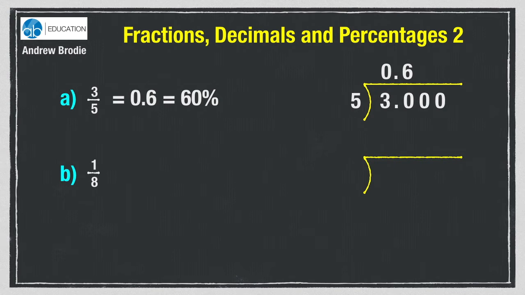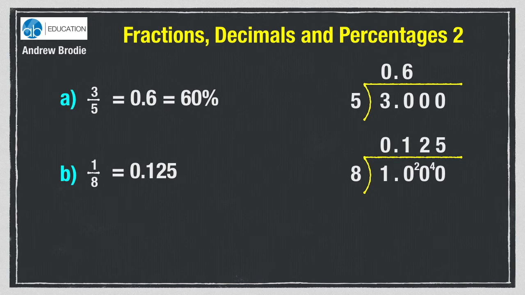Question B, 1 divided by 8. 8 into 1 won't go, so put a 0 and a decimal point. 8 into 10 goes 1 with 2 left over. 8 into 20 goes 2 with 4 left over. 8 into 40 goes 5 exactly. The decimal is 0.125, which is 12.5%.